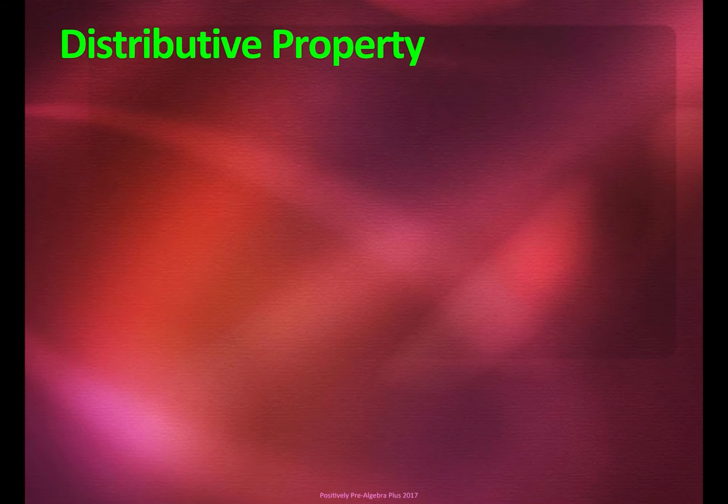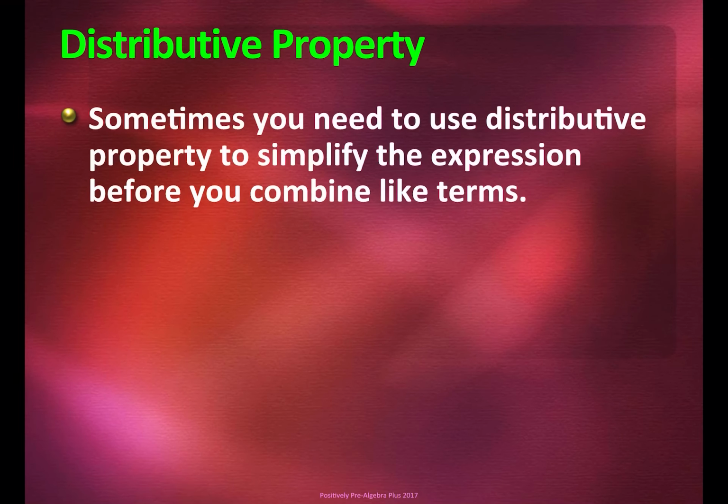Then let's talk again about the distributive property. Sometimes you need to just use distributive property to simplify the expression before you combine like terms. So we have 2 and then in parentheses y, subtract 4 plus 5y. So I need to distribute first.